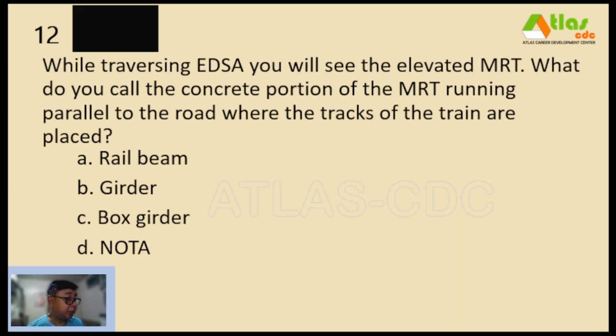So number 12. While traversing EDSA, you will see the elevated MRT. What do you call the concrete portion of the MRT running parallel to the road where the tracks of the train are placed? A. Rail beam. B. Girder. C. Box girder. And D. None of the above.